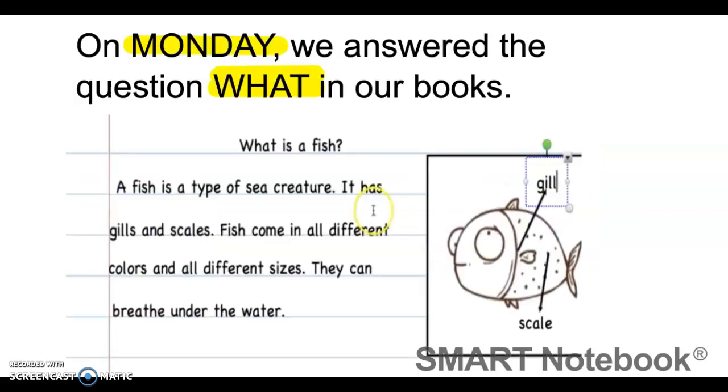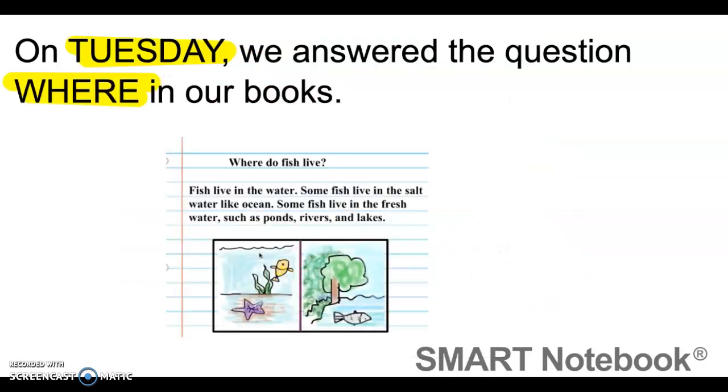So, we know on Monday we answered the question, what in our book? So, we answered our question here. Our heading is, what is a fish? We answered the question and we labeled our picture and drew our picture. Day 2, we answered the question where in our books, and our heading was where do fish live? We answered the question here and we drew our picture.